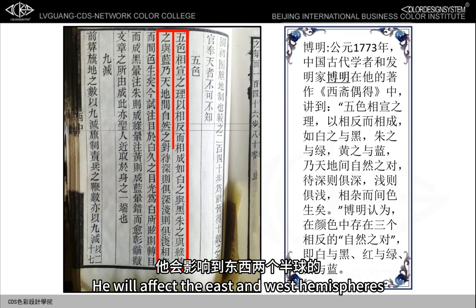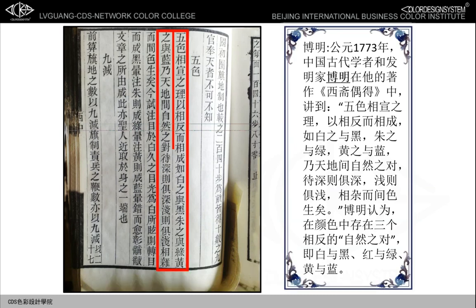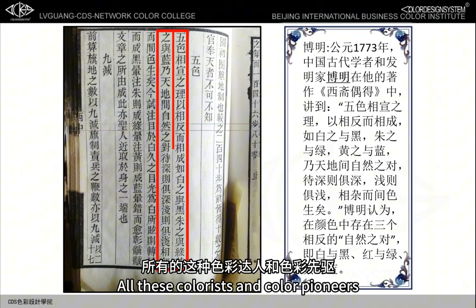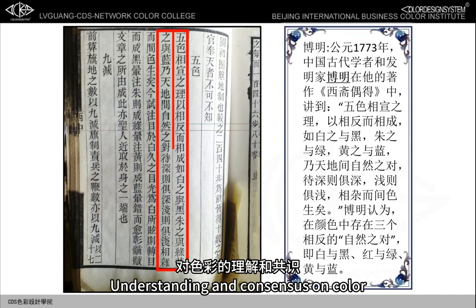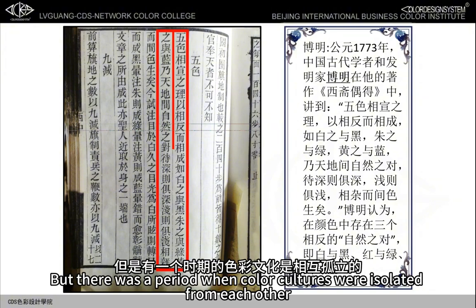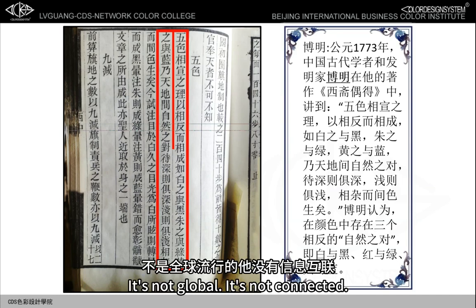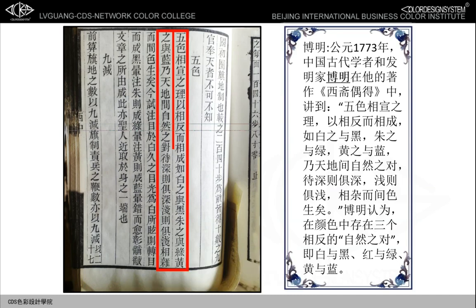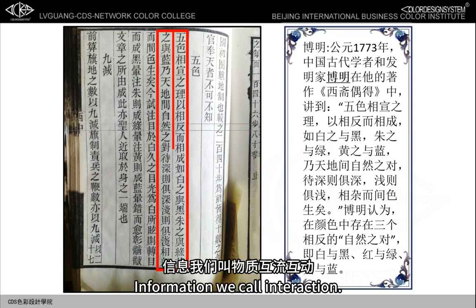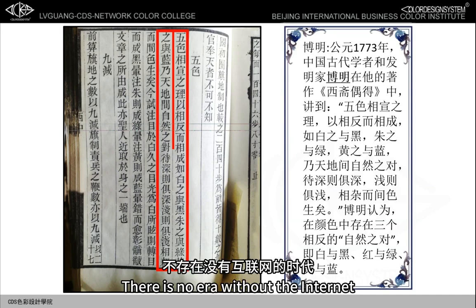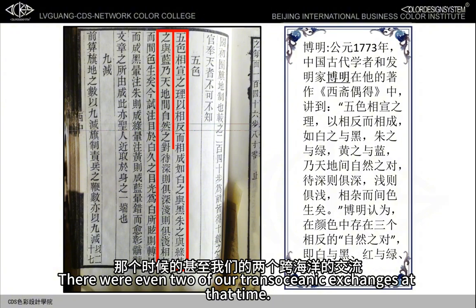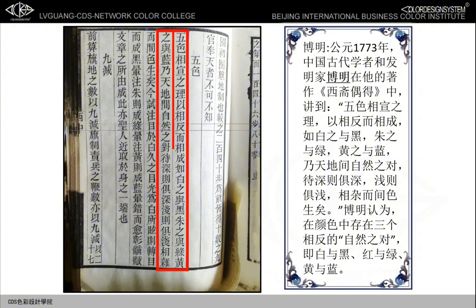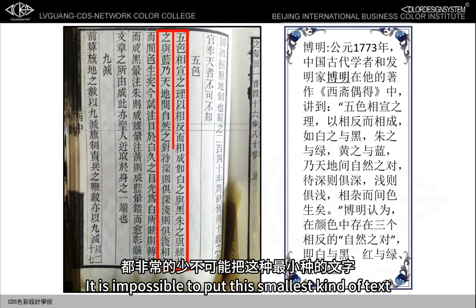It will affect the East and West hemispheres, all these colorists and color pioneers, in their understanding and consensus on color. But there was a period when color cultures were isolated from each other. It's not global, it's not connected. Information we call interaction. There is no internet in that era. There were even transoceanic exchanges at that time, but it is impossible to put this smallest kind of text.